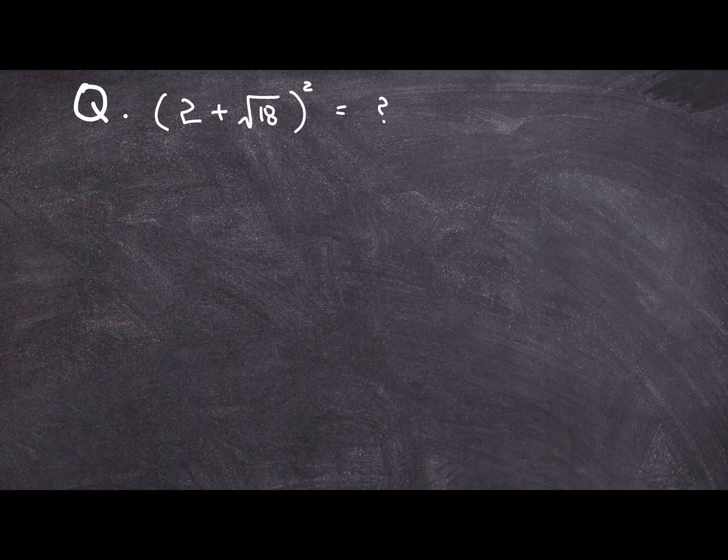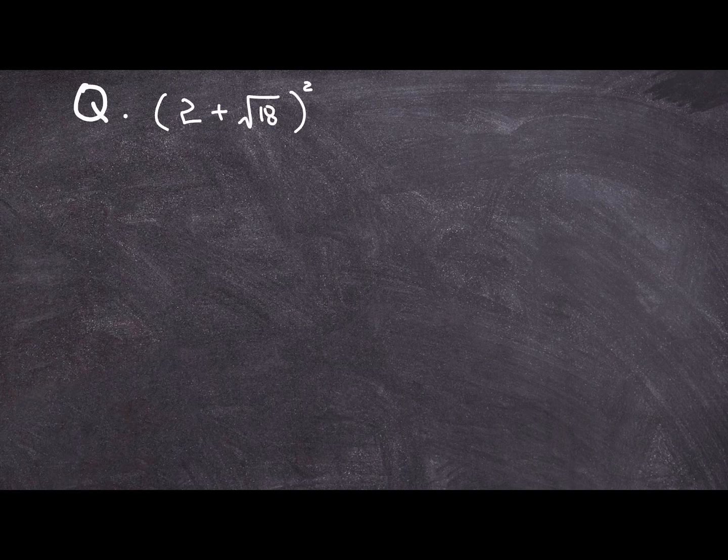So 2 plus square root of 18, and you are squaring that expression. Now, a lot of you will try to compute what's 2 plus square root of 18. Well, before that, do I have to simplify the square root of 18 and then add 2 and then square it? What should I do? Well, don't worry, because there is a formula that you can use to simplify this process.